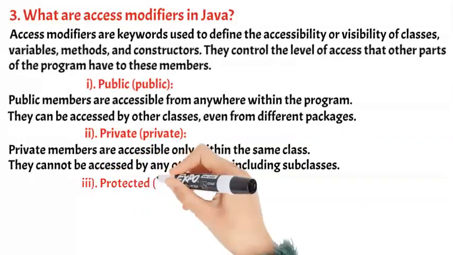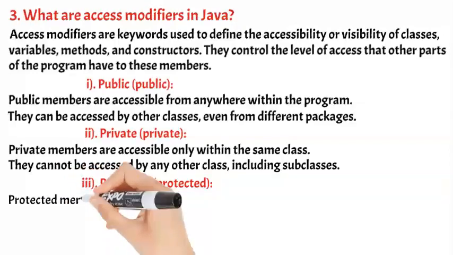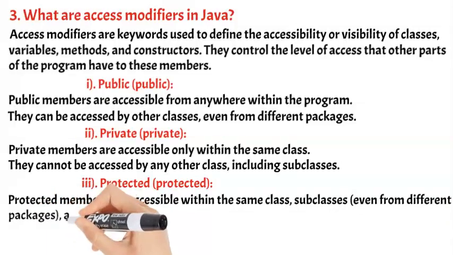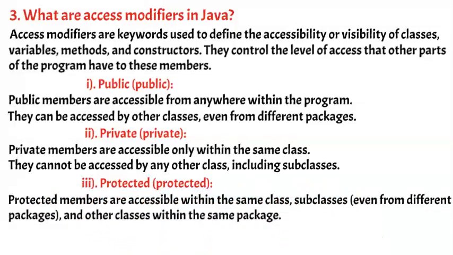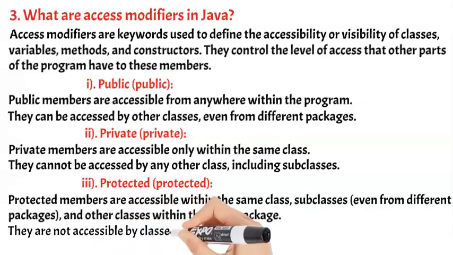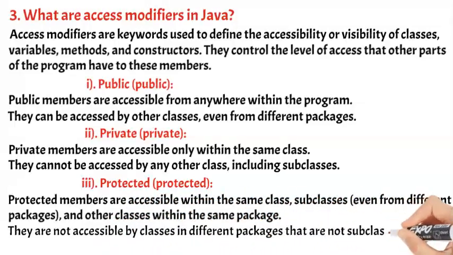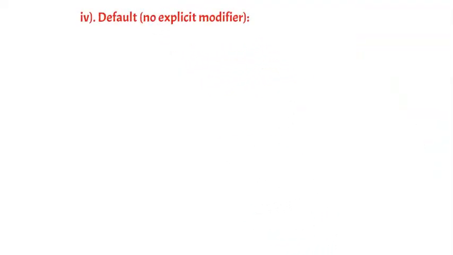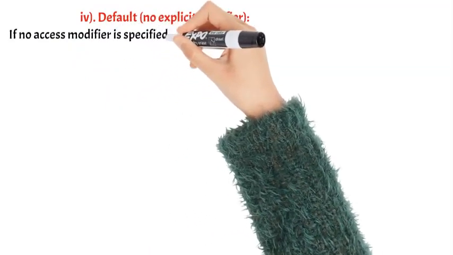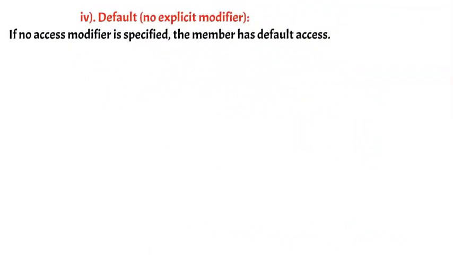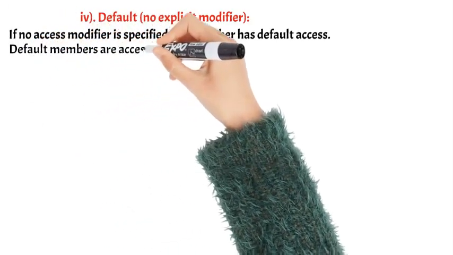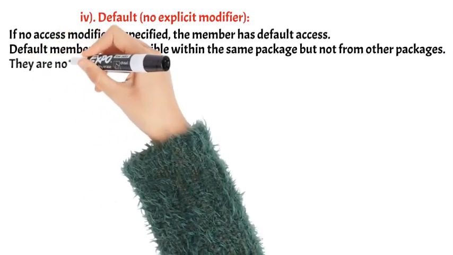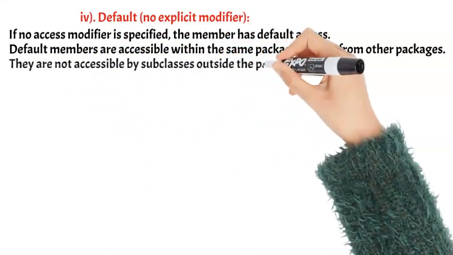3. Protected. Protected members are accessible within the same class, subclasses even from different packages, and other classes within the same package. They are not accessible by classes in different packages that are not subclasses. 4. Default. No explicit modifier. If no access modifier is specified, the member has default access. Default members are accessible within the same package but not from other packages. They are not accessible by subclasses outside the package.